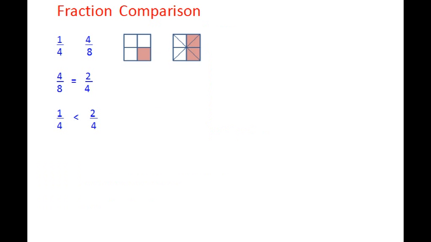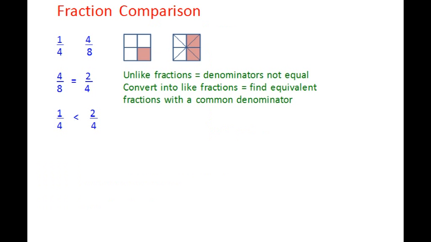So what do we do for unlike fractions? Unlike fractions are those where the denominators are not equal. So we first convert these into like fractions. To convert that, what do we do? We find equivalent fractions with a common denominator. So as long as we find a common denominator for both the fractions, they become like fractions and then we can compare those easily. Now, how do you find a common denominator?